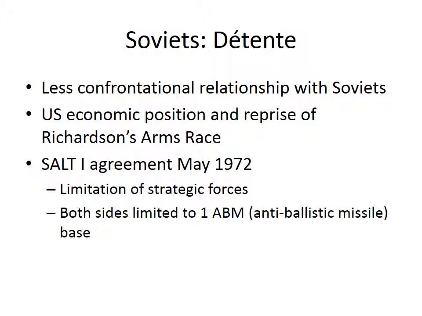Operatively, the most significant thing that's going to come out of the early days, anyways, of SALT or of détente is the SALT I Treaty, which is Strategic Arms Limitation Talks, which will put a cap on the numbers of warheads and missiles that either side in the arms race can have, either the Soviets or the U.S. And more importantly, it's going to put a limitation on the use of anti-ballistic missile systems.